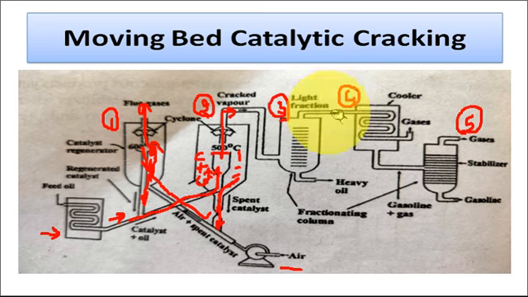So when the cracked vapors are passed through the fractional distillation chamber, the gasoline fraction we collect and pass to the cooler. In the cooler, gasoline vapors are cooled down and converted into liquid form, and this liquid gasoline is now collected in the stabilizer, where whatever small amount of gases dissolved in it are removed and the pure gasoline is collected. So this is the moving bed catalytic cracking process.